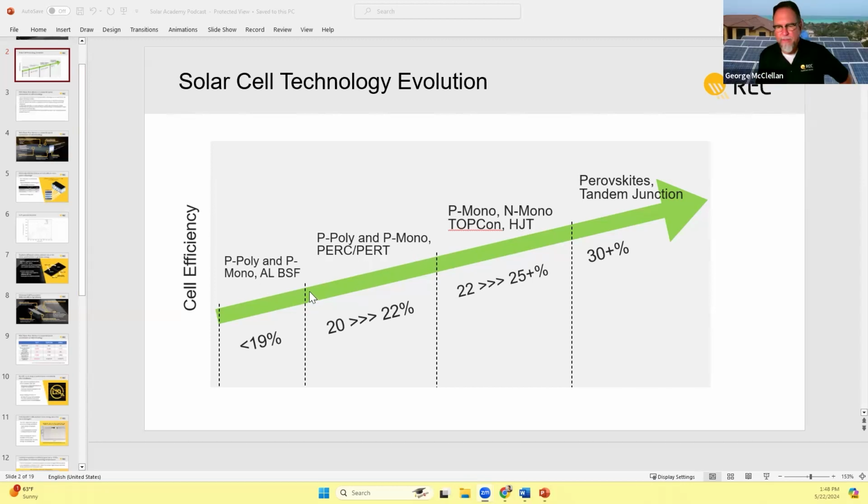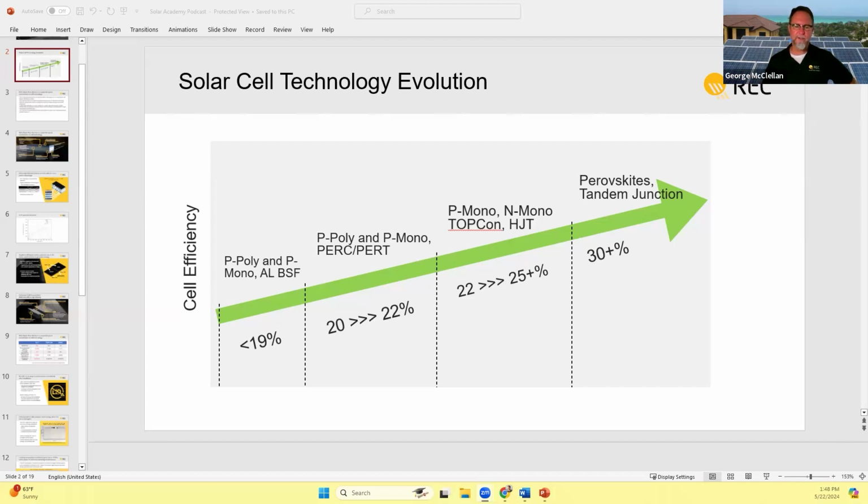Absolutely. As well. Yeah. So we're always looking for a better way to do things in an industrialized setting. A lot of this stuff has been around for a very long time, but it's really how do you commercialize these things? So the easiest to commercialize was a polycrystalline product. That's a P-type polycrystalline product with aluminum backside field. That's what the BSF is for. That's your standard product that was made from the 70s up to the mid 2000s.